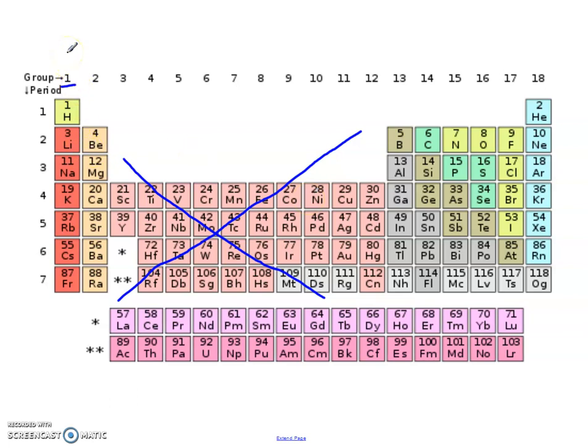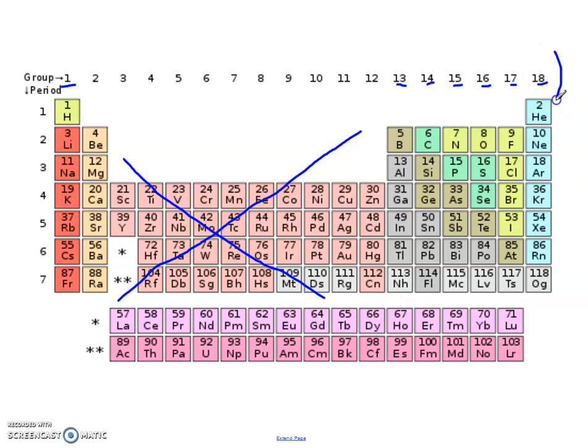So what I like to say is we're going to go 1, 2, and then skip over a few to number 13. But I want you to look at the last number, so it still follows a pattern. Everything in group 1 has 1 valence electron, group 2 has 2, group 13 has 3 valence electrons, group 14 has 4, group 15 has 5, group 16 has 6, group 17 has 7, and group 18 all have 8, which is our noble gases.